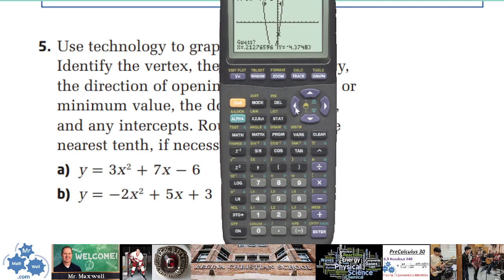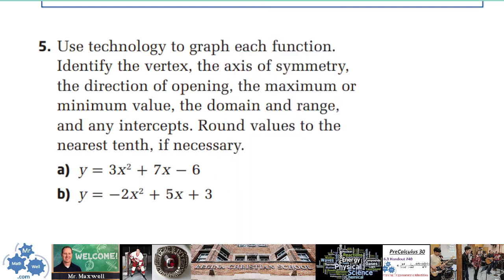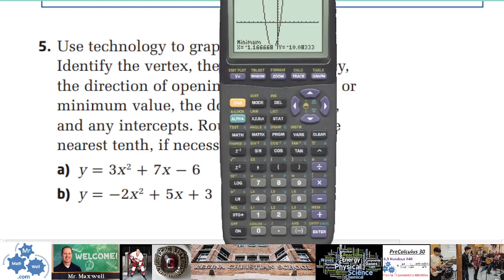Now you can move your cursor over to where it's close to the vertex before you hit guess, but most times you won't need to do that. Just hit enter one more time. The cursor should blink right here on the vertex, and it'll show you the point. So negative 1.17, let's say. So vertex, negative 1.17, comma, what is it? Negative 10.08.